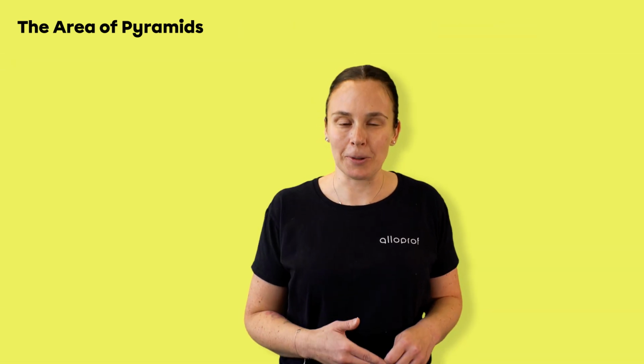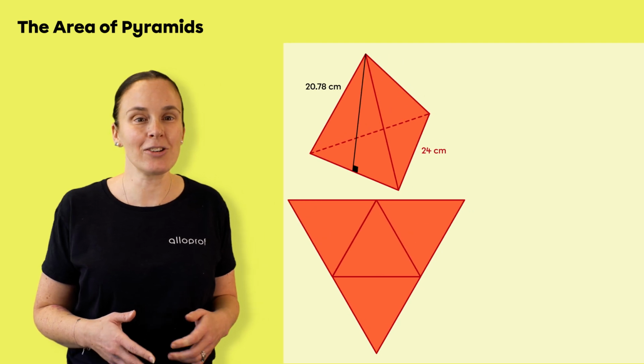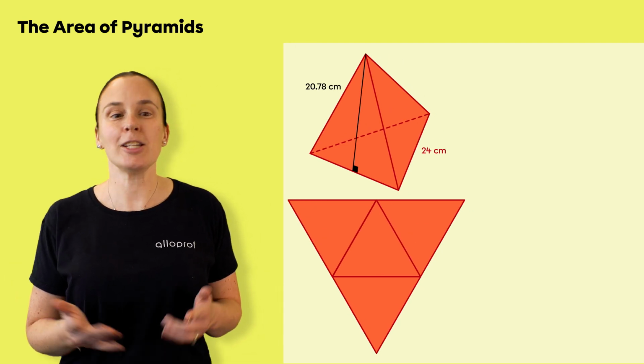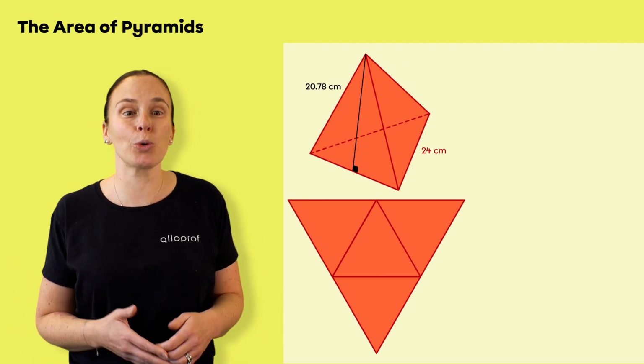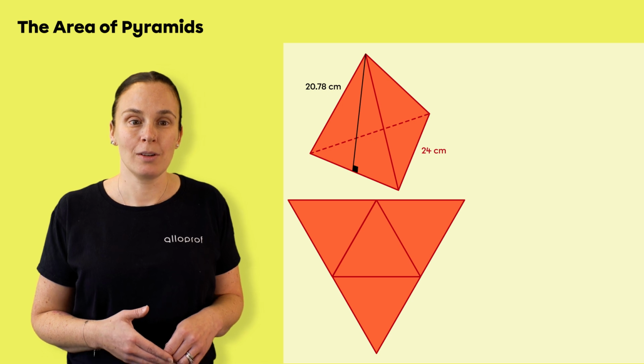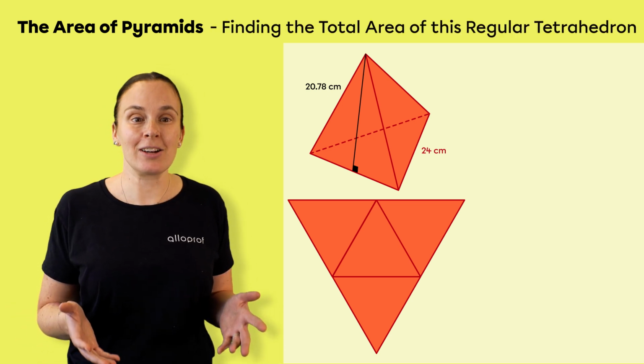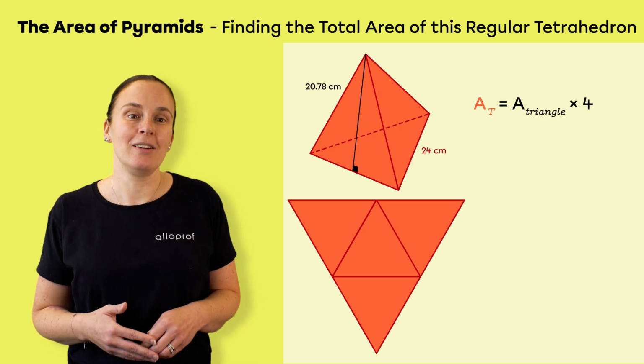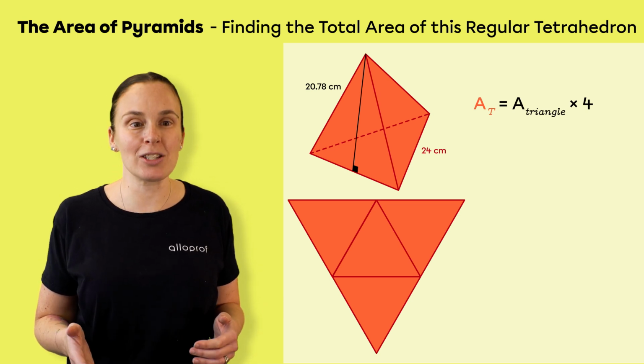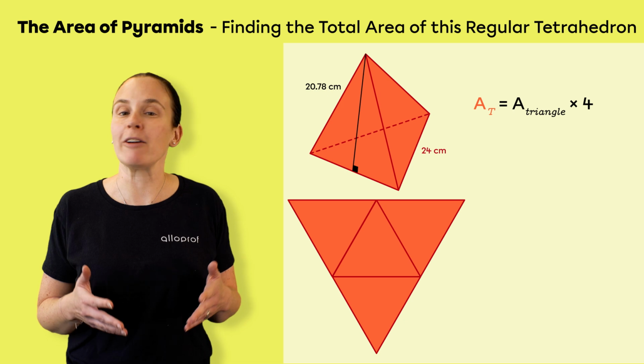Let's look at another example. Here's a regular tetrahedron. This pyramid is made of 4 congruent equilateral triangles. Here, you want to find the surface area of this tetrahedron. There is a super fast way to calculate it. Just calculate the area of one of its triangles and multiply that value by 4.